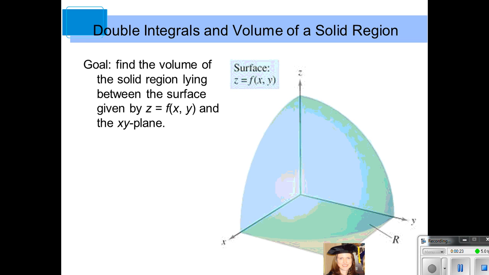Double integrals and volume of a solid region. Our goal is to find the volume of a solid region lying between the surface given by z equals a function of x and y and the xy plane.